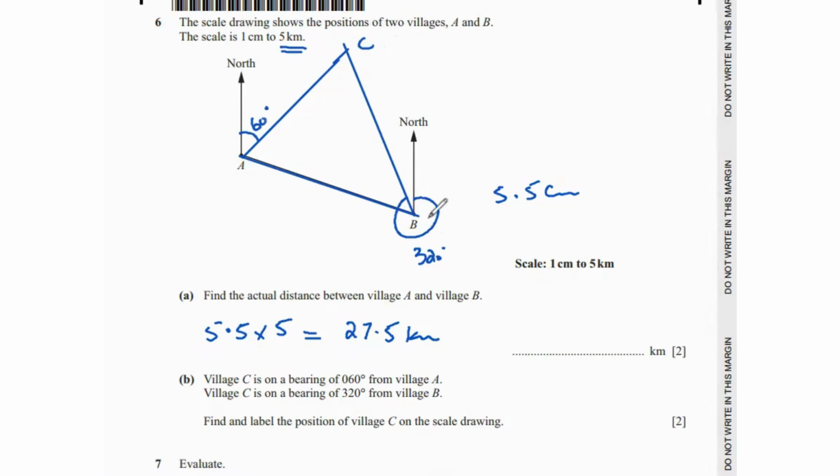So we mark the angle, and then for 60 degrees from A, you see where 60 degrees are going to be. You measure the angle from the north of A, and it's going to be somewhere over here. So the point where both the lines intersect, that will be your position of village C. So that's how you use your bearing to find where the position of an object is going to be.